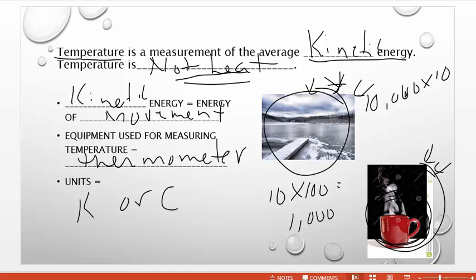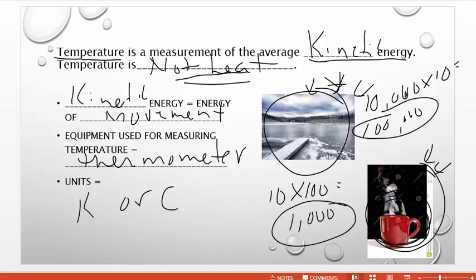Down here, each one of the molecules had an average of 100 for their kinetic energy. Up here it's going to be 10. If I take those 10,000 molecules and multiply by the 10 units of energy that each has, that gives me 100,000 units of heat energy. Look at this. The lake has more heat energy than the coffee cup. Even though the coffee cup is a higher temperature, it does not have a higher amount of heat energy in it. So that's the difference between temperature and heat.